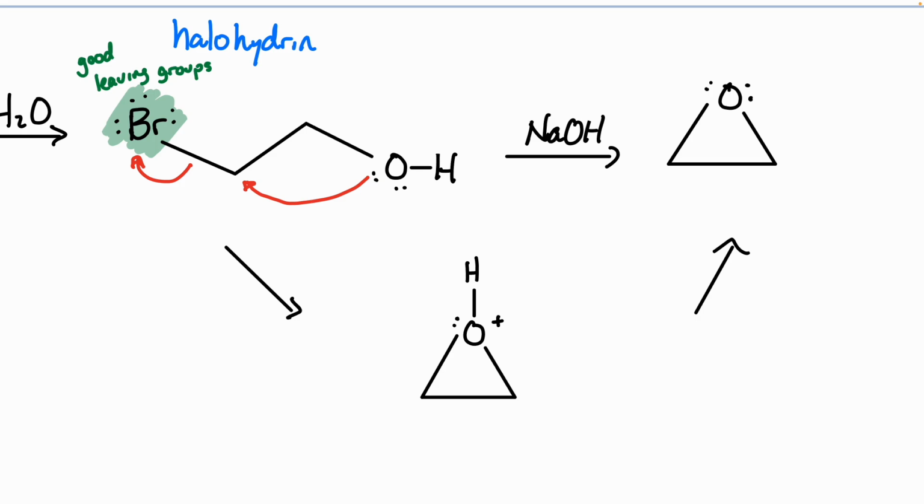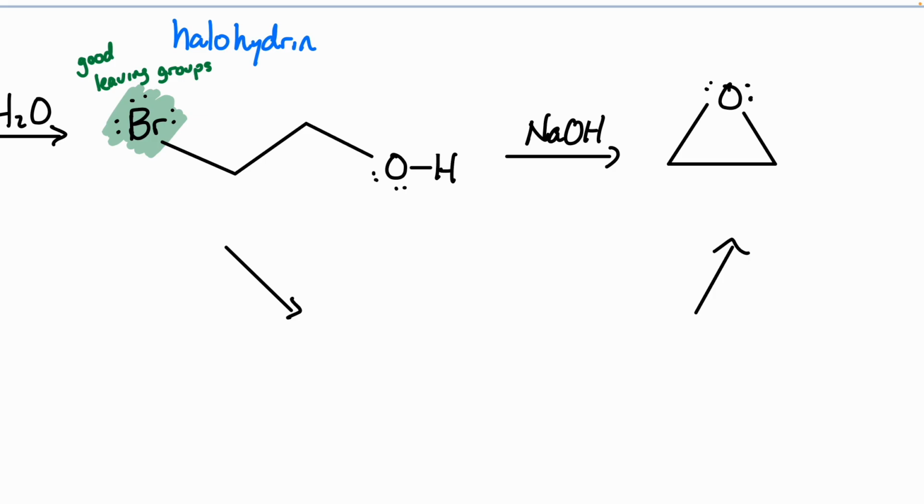This would be my intermediate here. Is this going to be allowed under basic conditions? No, this is way too strong of an acid here. This protonated oxygen is way too strong of an acid to survive under basic conditions. So, can't do that first, but remember, when we need to manage our charges, we have these proton transfer steps that we can do. If I deprotonate that oxygen first, then I won't have that same problem.